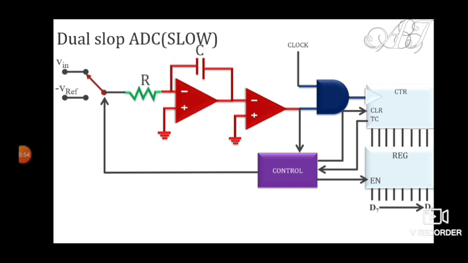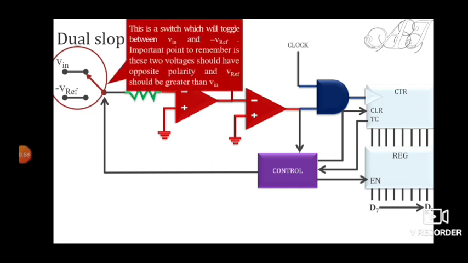then we'll go with the working. The first is the switch. There are two voltages and this switch will toggle between two voltages. One is your V in and the other is your V reference voltage. As I have shown, V in is positive and V reference is negative. One important point to note is that these both should always be of opposite polarity. And the second is V reference will always be greater than V in.